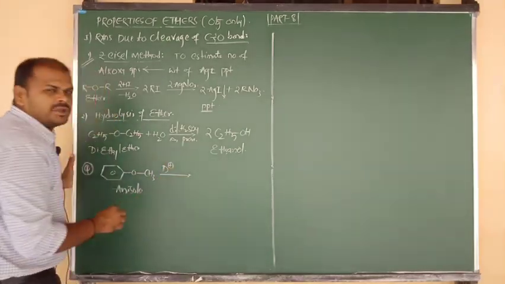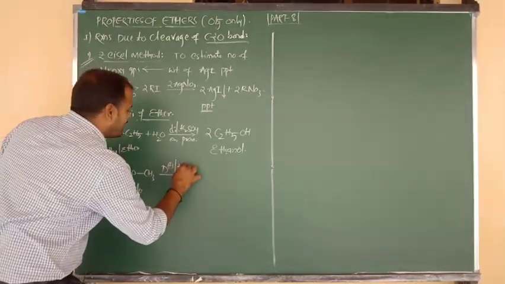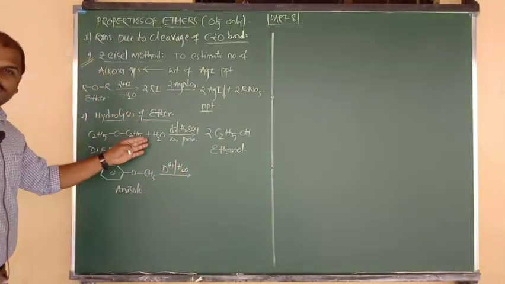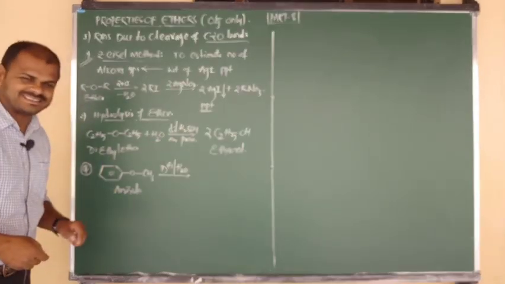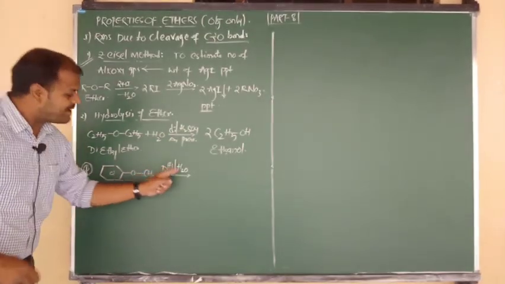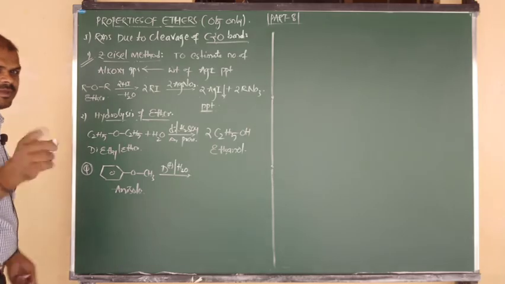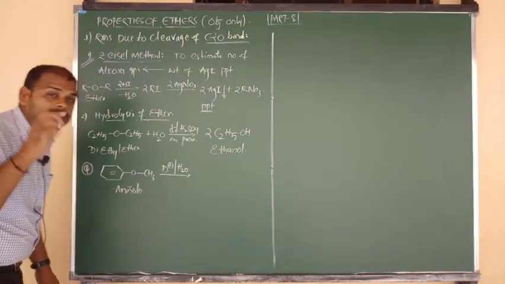D plus, nothing but deuterium ion, and followed by hydrolysis. What about the above reaction? H2SO4 will give H plus and followed by hydrolysis. And here this is D plus, followed by hydrolysis. So whatever that may be, first of all we have to be focused on bond cleavage.